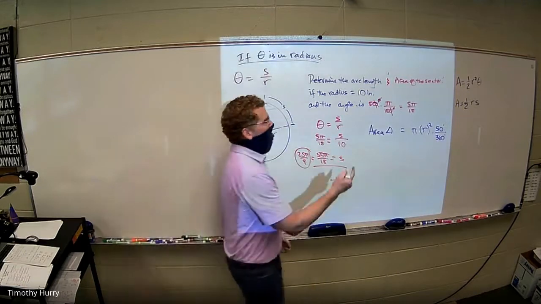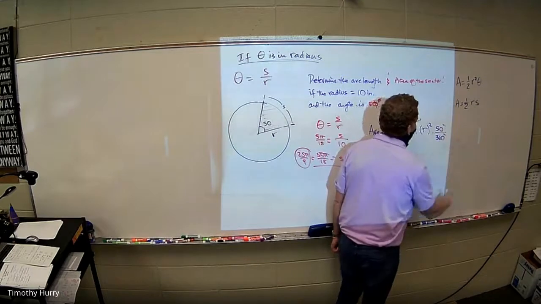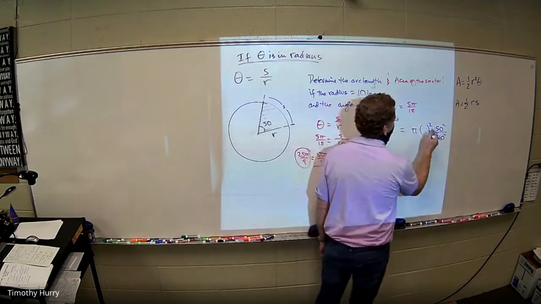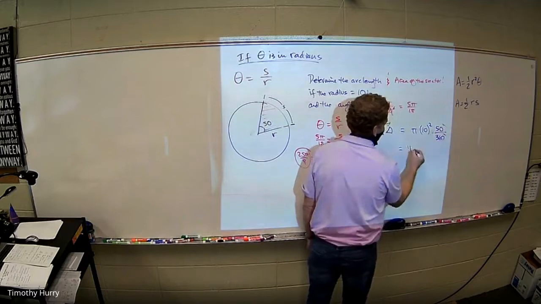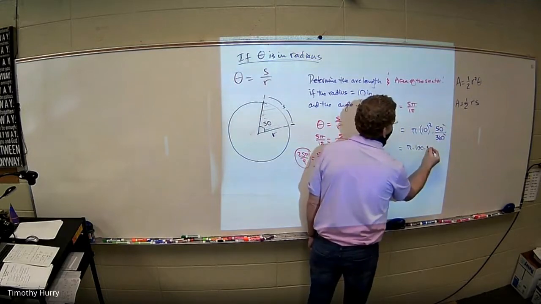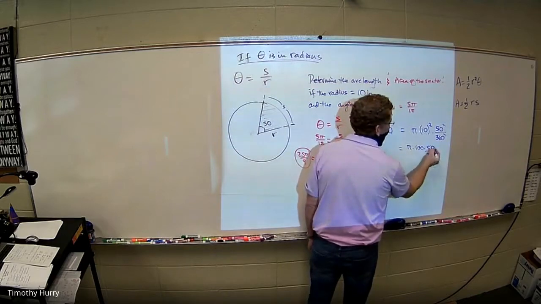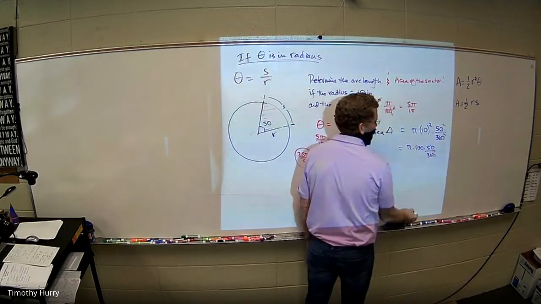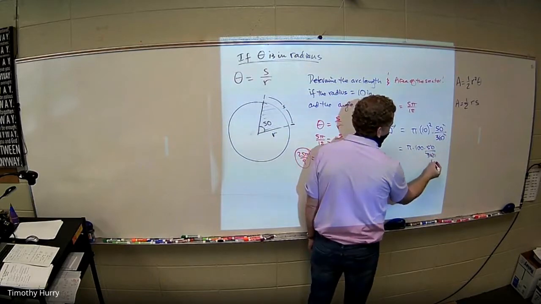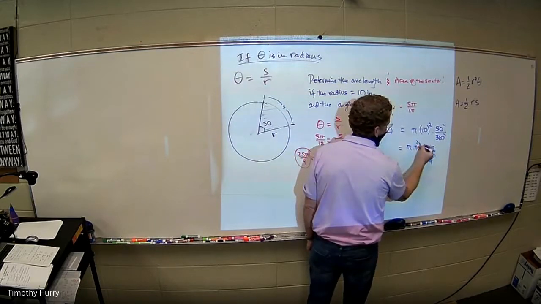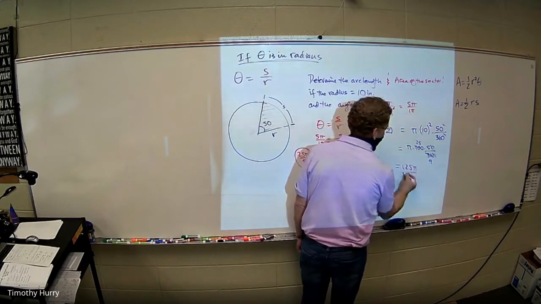And if I clean that up, the nice thing is, look, I don't have radians because the degrees cancel. And I can plug the r equals 10 in there, and I'm going to get pi times 100 times 50 over 360. And I can cancel that 10 with that 10. And I can also cancel what? 4 goes into that 9, 4 goes into that 25. And I'm left with what? 125 pi ninths.